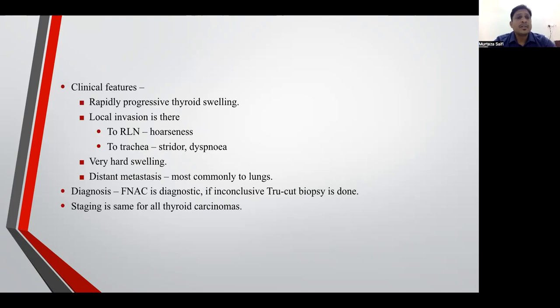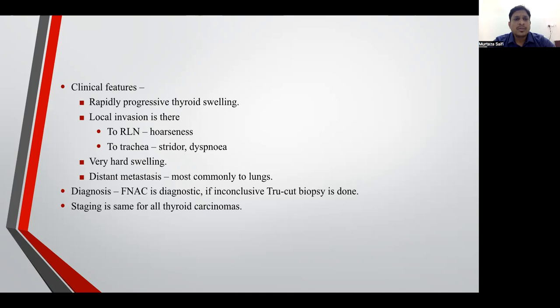Then clinical features: rapidly progressive thyroid swelling, local invasion is there, regional lymph nodes involved, there is hoarseness of voice, tracheal compression with stridor, dysphagia may be there. Very hard swelling, it is a very hard swelling. Distant metastasis is most commonly to the lungs.